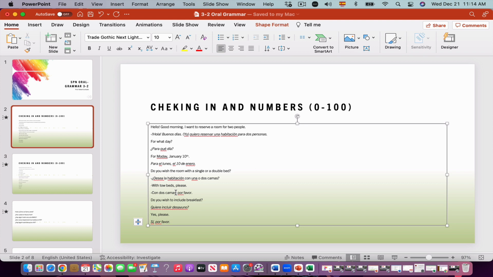Well, for Monday, January 10th. Okay, so para el lunes, el 10 de enero. That's what you say. Do you wish the room with a single or a double bed? Okay, so desea la habitación con una o dos camas. Do you wish the room with one or two beds? Well, with two beds, please. Con dos camas, por favor.